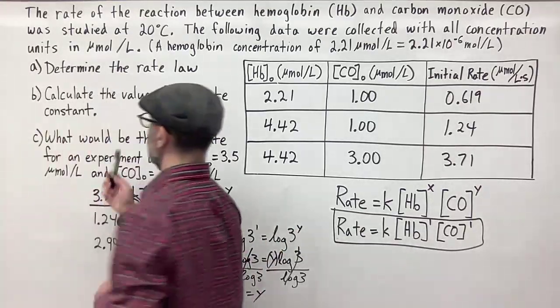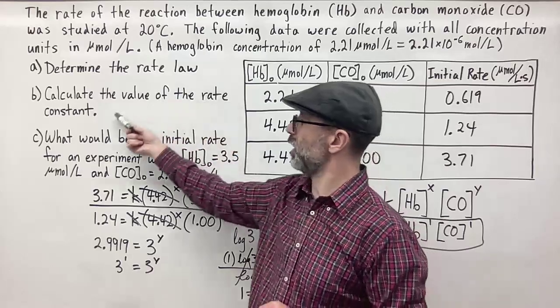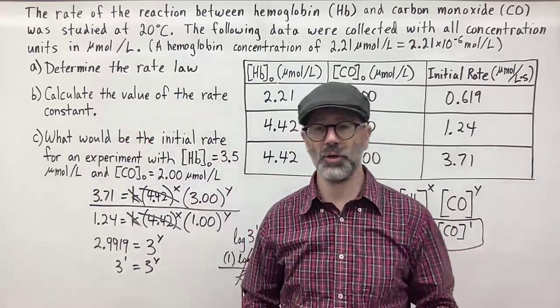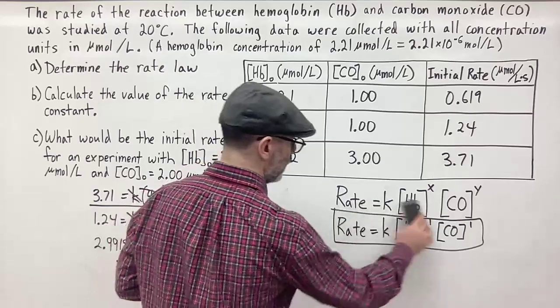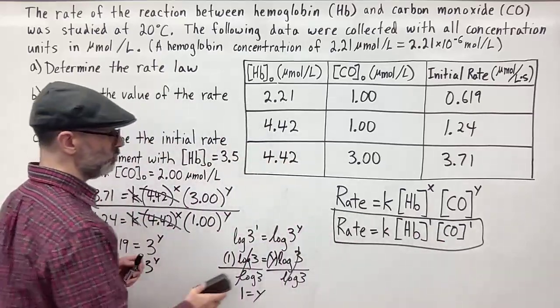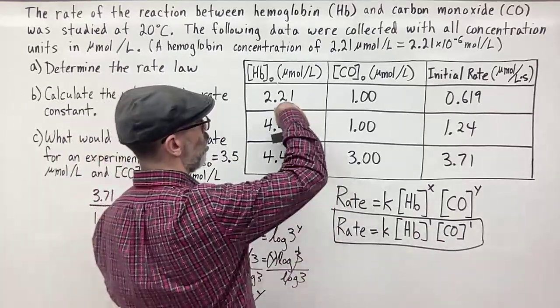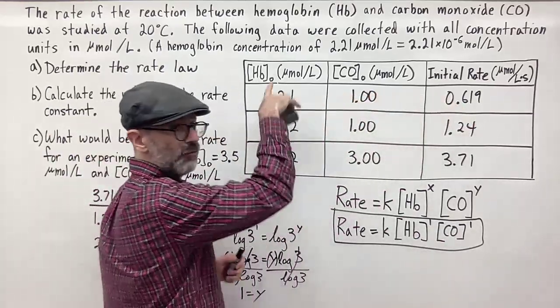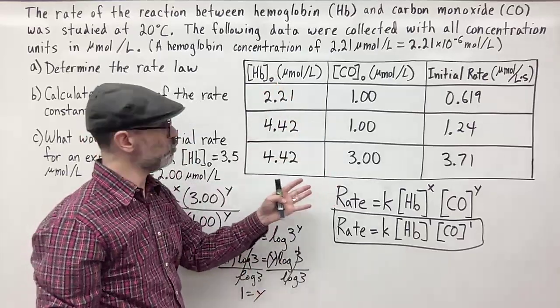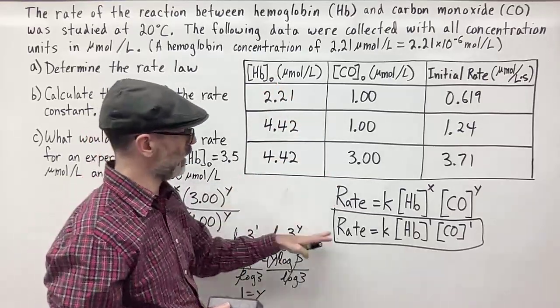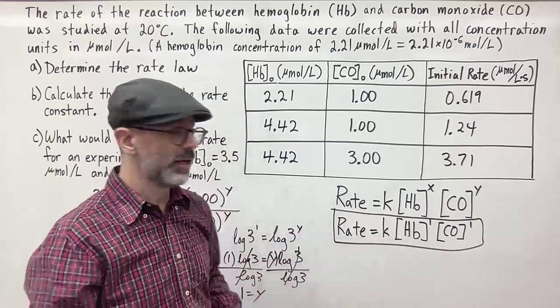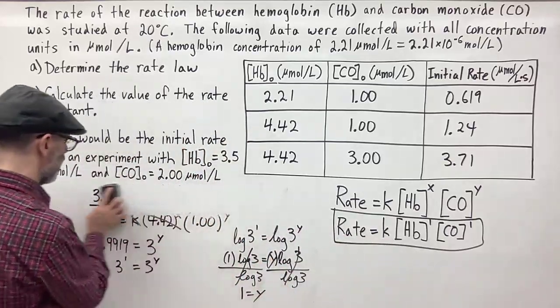So the next thing we want to answer is calculate the value of the rate constant. So how do we do that? So now that we have this, what we could do is plug in all of the information given for any of these trials, and it doesn't matter which trial you use, just pick one, plug it all in and solve for K. So let's go ahead and do that.